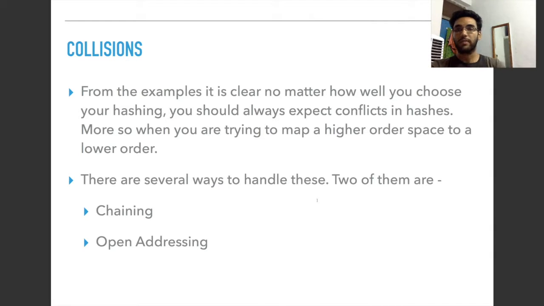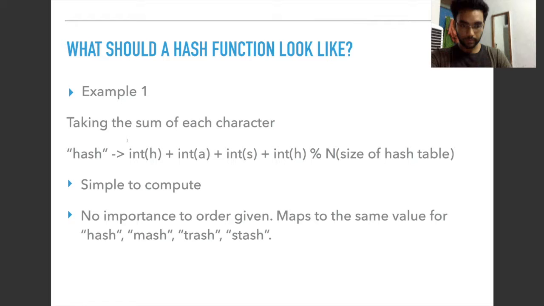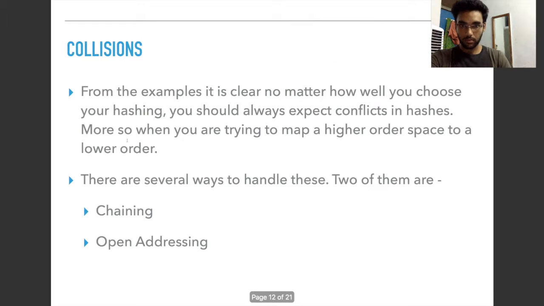However, as you've seen, no matter how good your hashing function is, you will always encounter collisions. If you have a hash function which is as bad as the first one, as simple as the first one, you can get multiple collisions on the same key. So we basically need ways to handle these collisions. Two of the most common methods that have been used to handle collisions are chaining and open addressing.